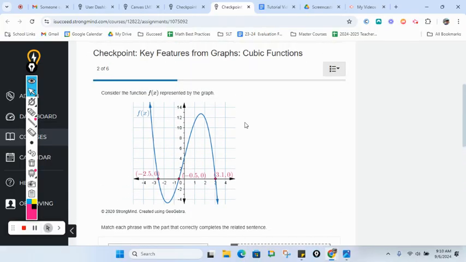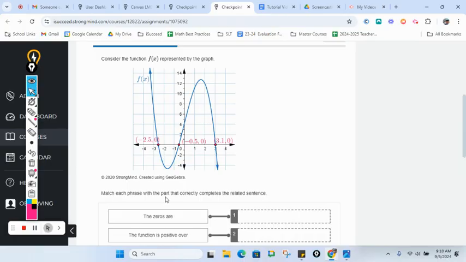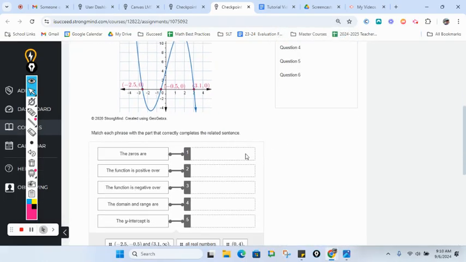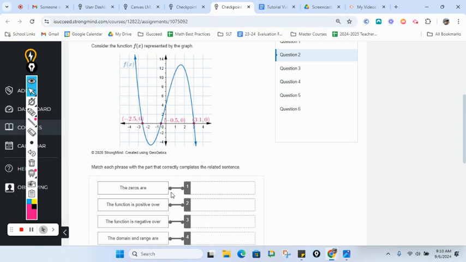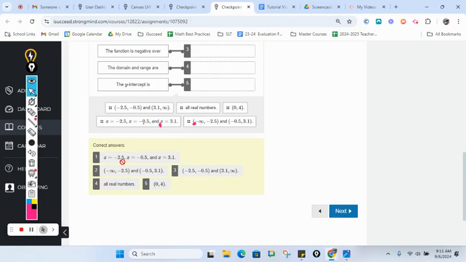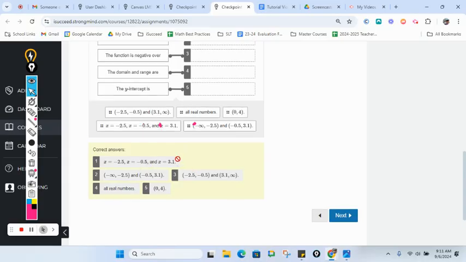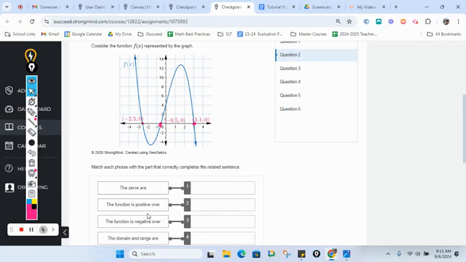Okay, another question is more of a drag and drop. Match each phrase with the part of the graph that is correct. Okay, so I'm going to have to zoom out. So the zeros. Zeros are pretty easily identified. I think we've been talking about zeros, x-intercepts, solutions. All of those are the same word. We're going to identify all of those x-intercepts right here. So I'm going to find that solution down below, and then drag and drop. So -2, -1/2, and 3.1. Okay, the function is positive.